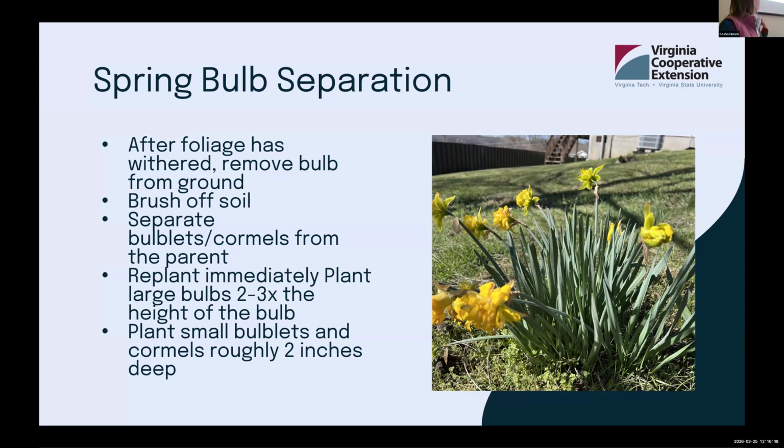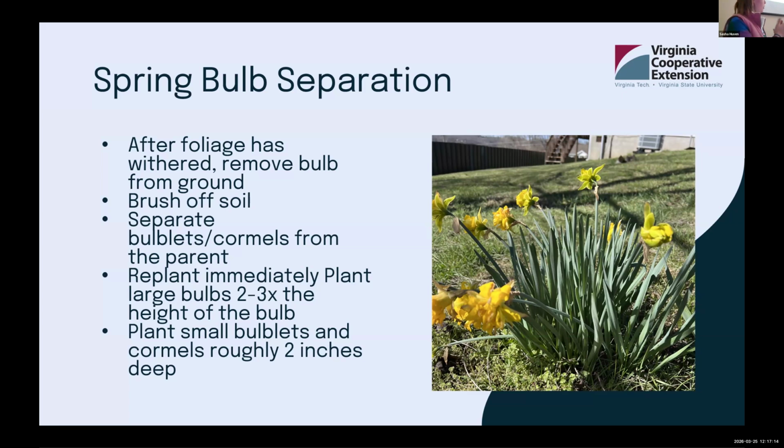When you replant, you'll want to replant immediately. If you have well-draining soil, you can replant them there. If you don't have well-draining soil, you're going to want to dig a trench. In the bottom of that trench where you're placing your separated bulbs, you're going to want at least 1/2 to 1 inch of sand underneath to help with drainage.